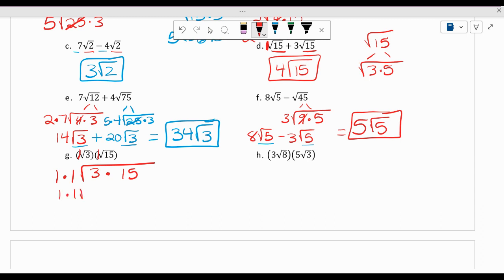Now I'm going to start simplifying the 15. Two numbers that multiply to 15 are 5 times 3. By factoring, we created a pair of 3's, so a 3 is going to come out. 5 is not a perfect square, does not have a match, so the 5 is going to stay on the inside. 3 times 1 is 3, 3 times 1 is 3. So the answer is 3 radical 5.